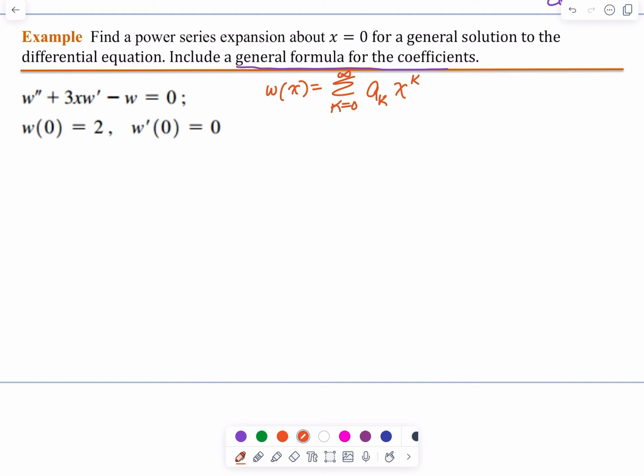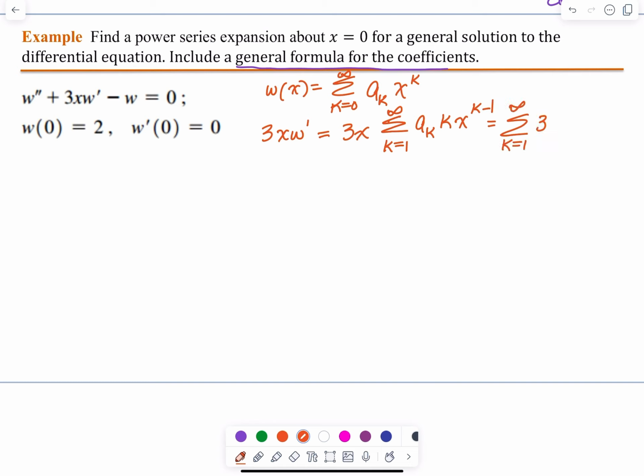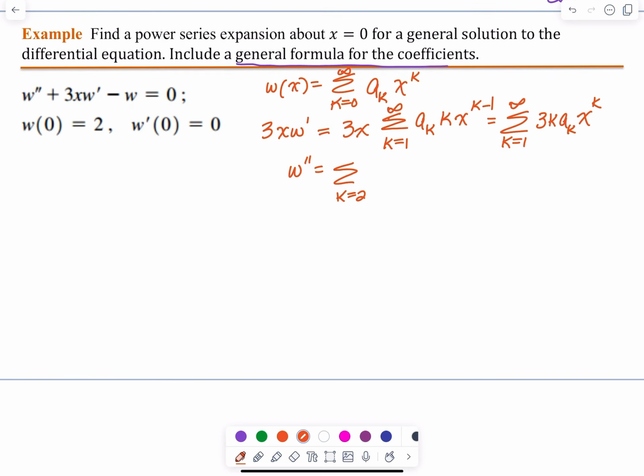So we know that 3xw prime is going to be equal to 3x multiplied by the sum k equal 1 to infinity of a sub k multiplied by k multiplied by x to the k minus 1. And we see that that's equal to the sum k equal 1 to infinity of 3k a sub k x to the k. Let's also find w double prime using this w of x, and we have the sum from k equal 2 to infinity of a sub k multiplied by k, and there's that second derivative, k minus 1, x to the k minus 2.